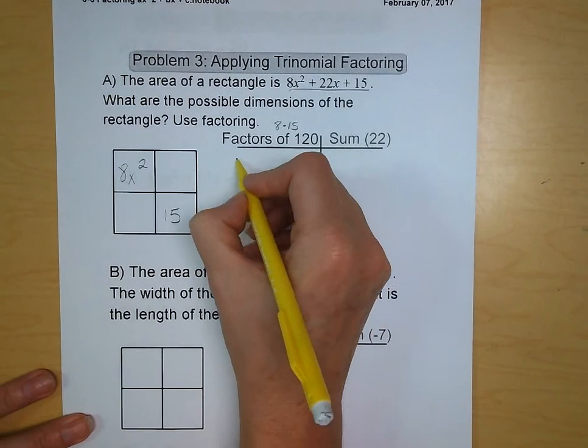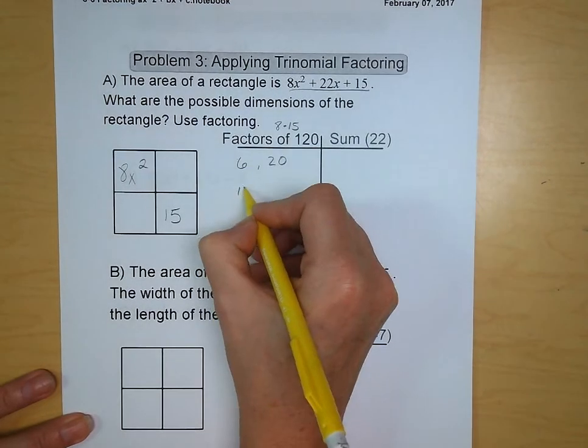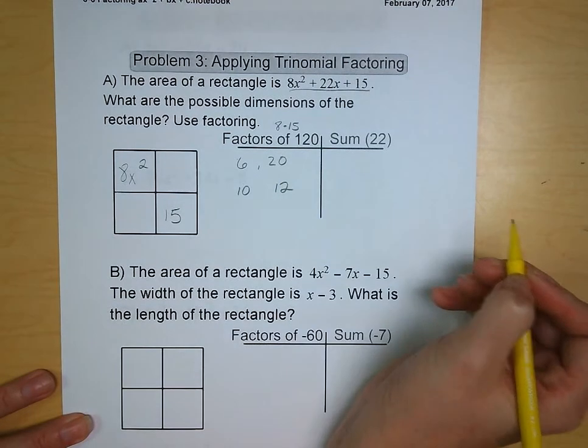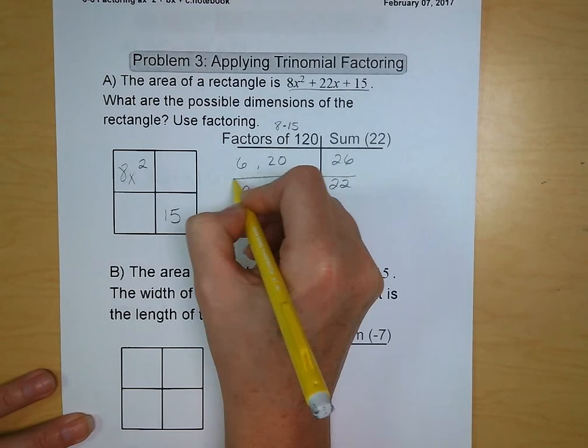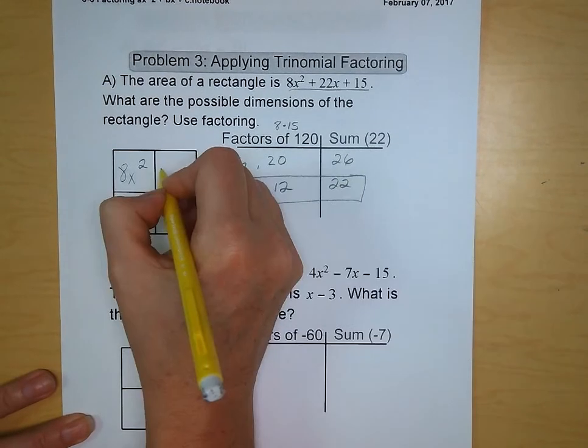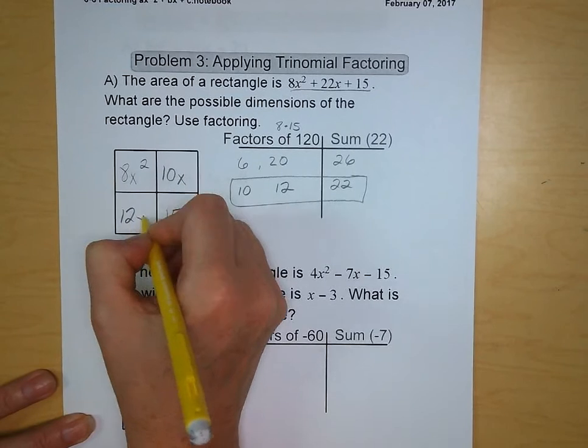So we could go with 6 and 20. We can try 10 and 12. So let's see which ones of those work. 6 plus 20 is 26. Not so good. But 22 is a much better answer. So we plug in what we figured out, 10x and 12x.